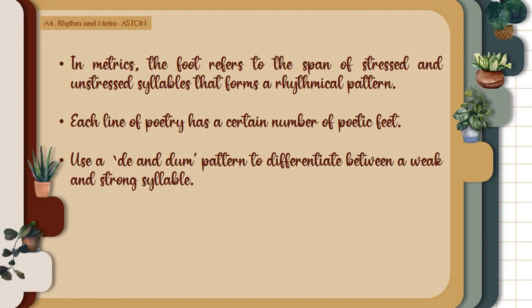Okay, so let us now try to walk through these definitions of meter and rhythm using some textual examples. In metrics, the foot is the basic unit of analysis, and it refers to the span of stressed and unstressed syllables that forms a rhythmical pattern. Different kinds of metrical feet can be determined according to the number and ordering of their constituent stressed and unstressed syllables. Each line of poetry, therefore, has a certain number of poetic feet. One of the most common feet, the iambic foot, has 2 syllables. The first is less heavily stressed than the second, and we can use a di-dum pattern to look more formal in typology. The trochaic foot, on the contrary, reverses the pattern, offering a dum-di style of meter.